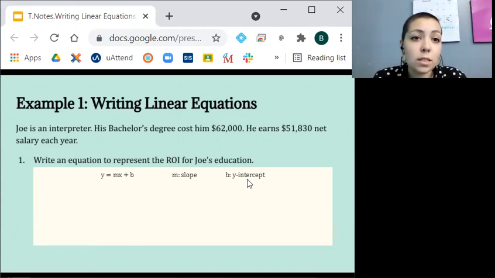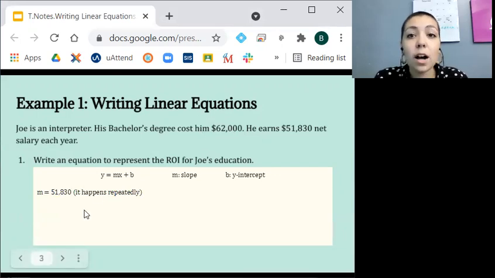So in this instance, the thing that's repeating over and over is Joe is going to just keep earning $51,830 every year. So we can say our slope is $51,830. Our y-intercept is the thing that happened one time. Well, he just went to college one time. That cost him $62,000. Since it cost him that, he's starting out in debt. So his b is going to be negative 62,000 because that's where he's starting.